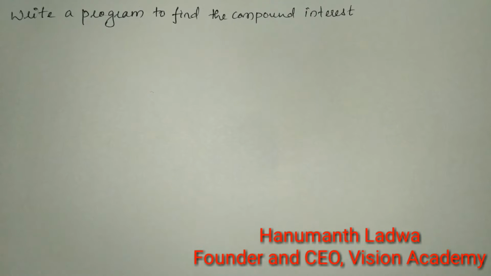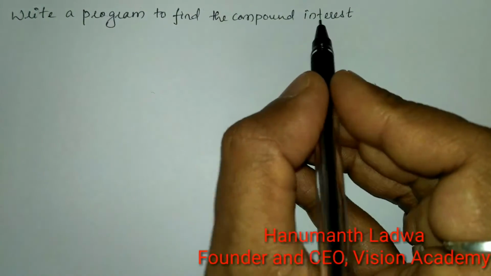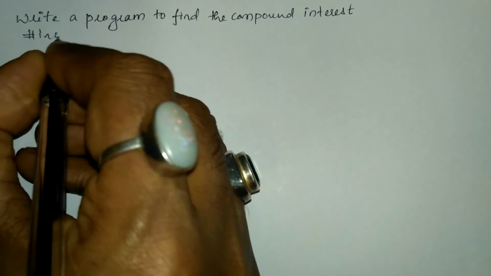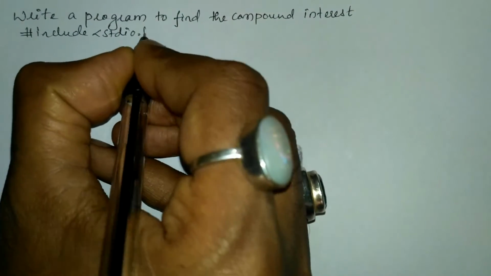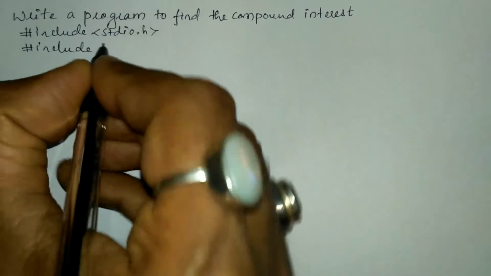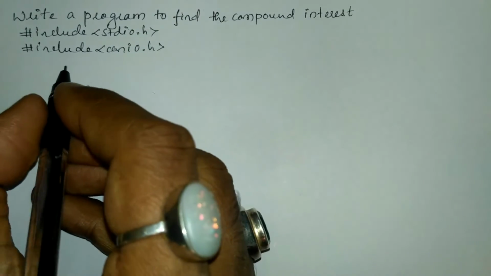My name is Hanmant Tadwa, and in this video we are going to write a program to find the compound interest. So let us write the preprocessor directives: #include in angular braces, we'll write the stdio.h header file, and the next preprocessor directive is #include in angular braces, we'll write the conio.h header file.